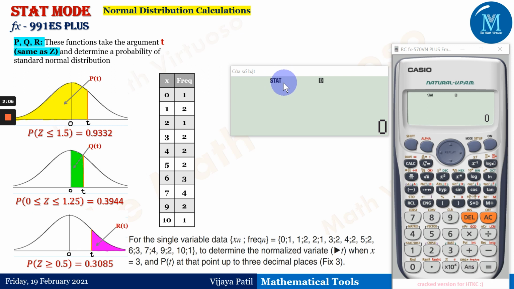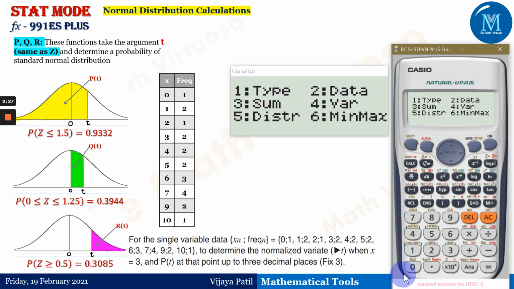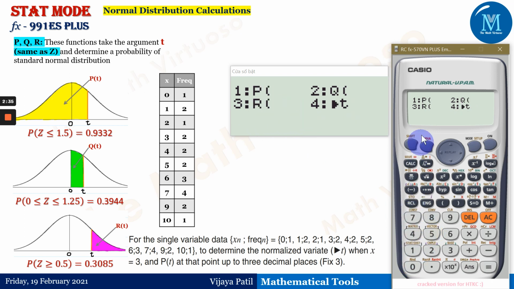Now in STAT mode, I have to provide the value of Z as 1.5. That means I need to find probability Z less than or equals to 1.5. So I need to press Shift. If you observe the button 1, there is STAT distribution, so I need to put 1 here. After that, 5 is for the distribution. Press 5. Here we have got P, Q, R and T. This T we will discuss later with the help of an example.